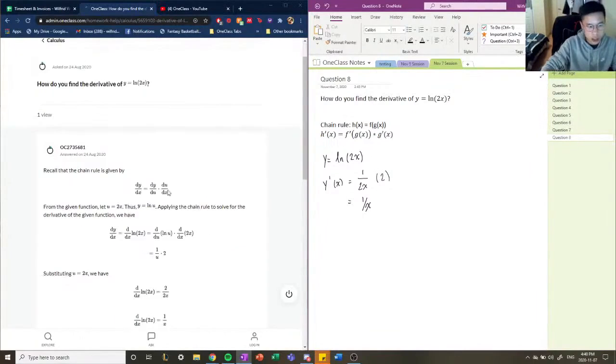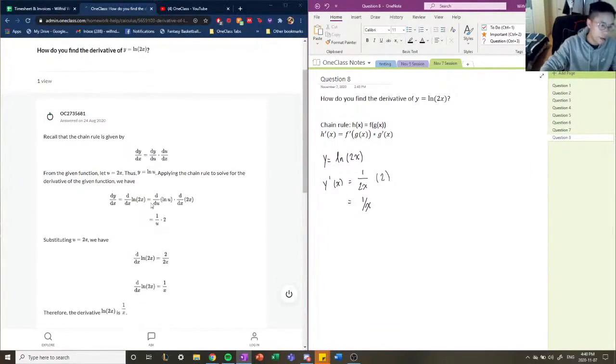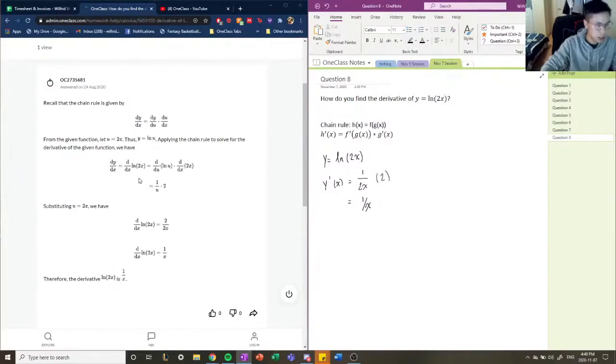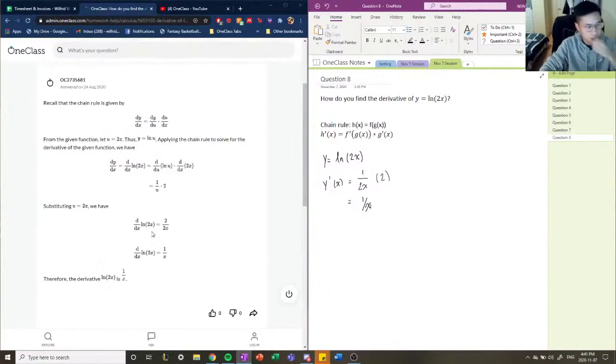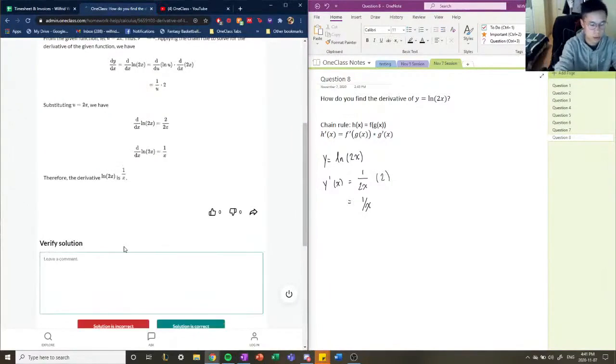The junior tutor used a different notation, Newton's, and they used Leibniz's. But they came up with the same solution. They also used substitution, which is not necessary in this solution. But in the end, they came up with the same solution. So this is the correct solution. Good job. Cool.